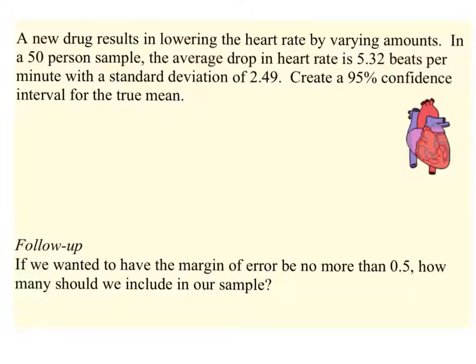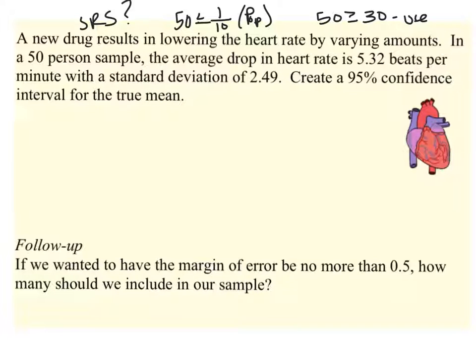Okay, so really we should talk about the fact that we didn't really talk about a simple random sample in this. So you've got to question that a little bit. 50 is less than or equal to 1/10 of all people that could possibly take the drug, so that's okay. And then it is 50, which is greater than or equal to 30, so we can use the normal curve. Again, we'll maybe be a little bit more explicit with this in the coming days.